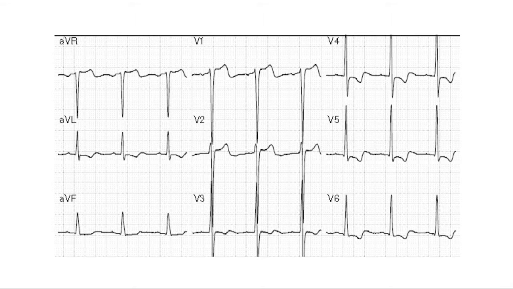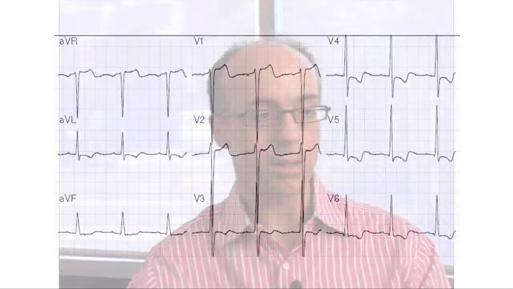Now, the other thing that goes with this is changes that look like ischemia. So in V4, V5 and V6, you can see there is ST segment depression and there is T wave inversion in those leads, and that is consistent with ischemia. Some call it a strain pattern, but it's not really strain. It is true ischemia.